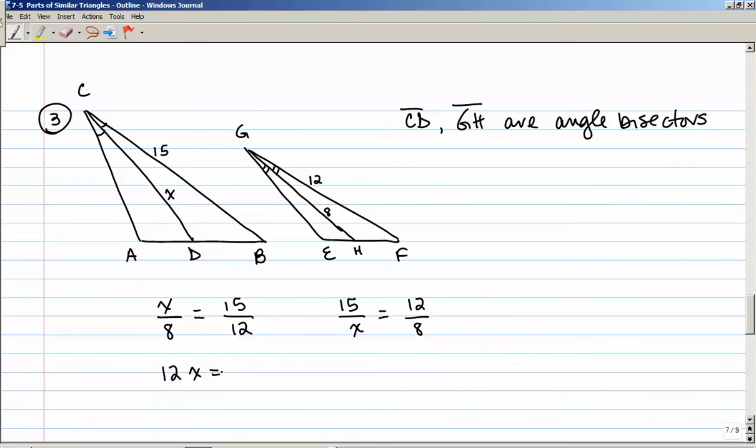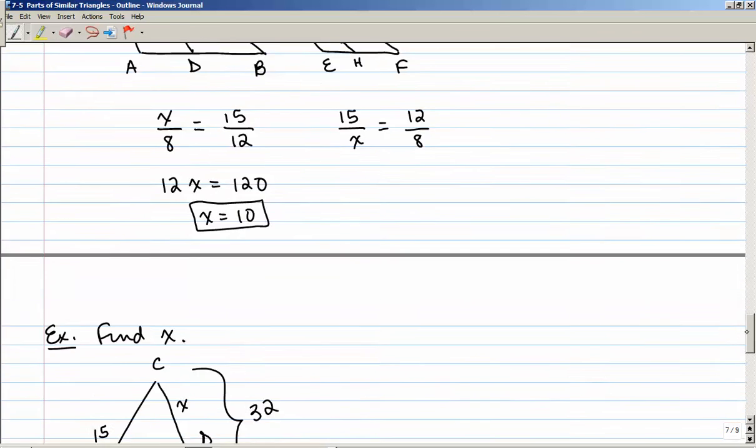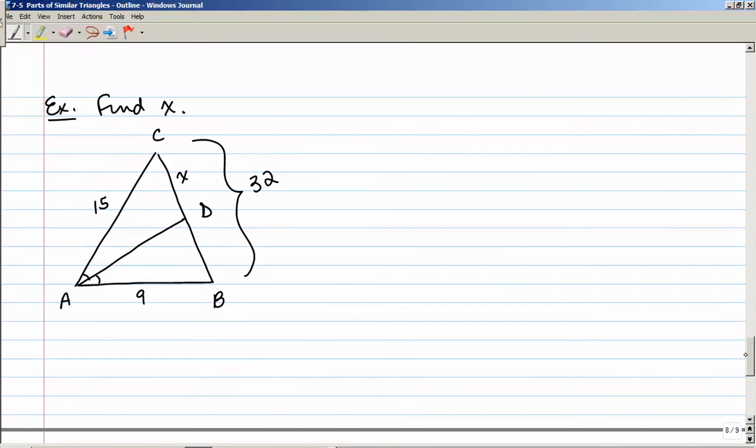12x is equal to 120, or x is equal to 10. And notice that you would get the same cross product over here. 12x equals 15 times 8. And our last example, notice we only have one triangle in this example. And we do have AD, which is an angle bisector.